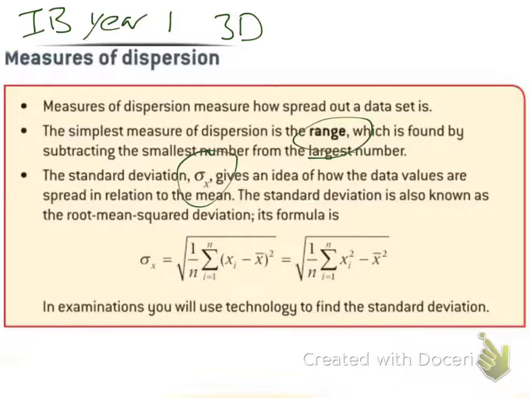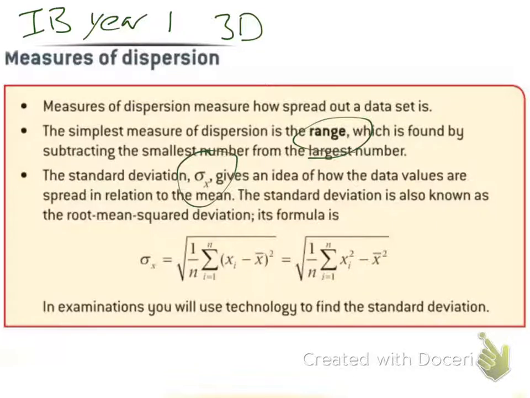Okay guys, this is year 1 of IB. This is section 3D. I have a couple things circled here, but before we get to that, we're talking about the measures of dispersion today. And basically that just means how far apart is your data? How spread out is it?